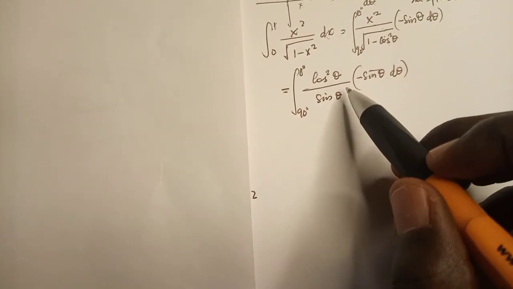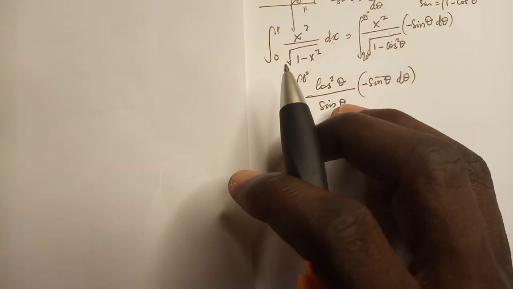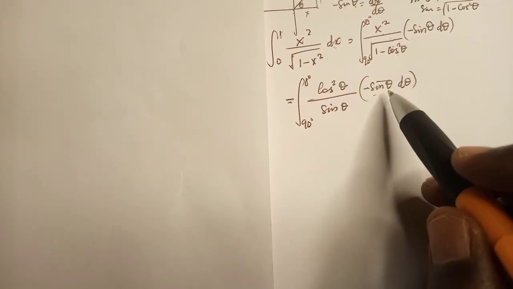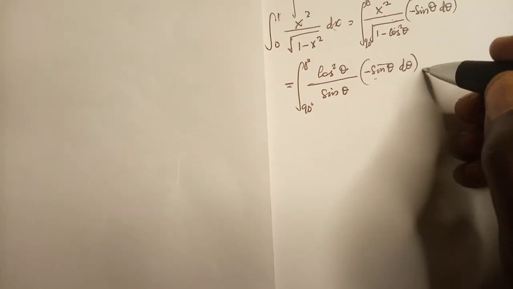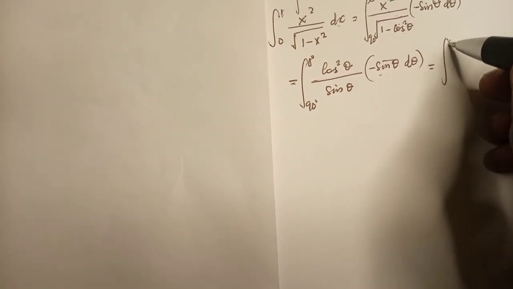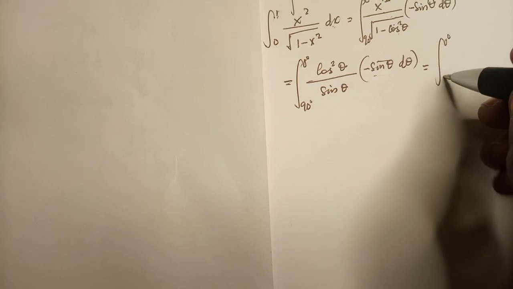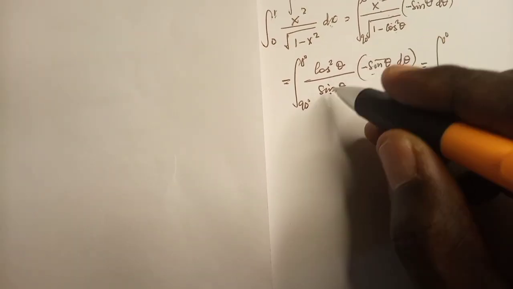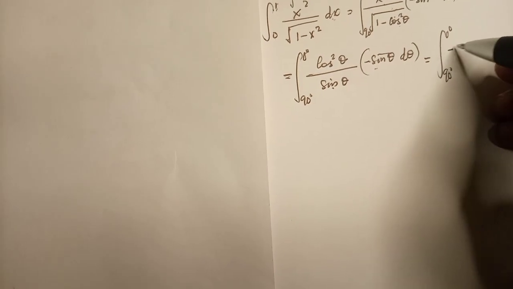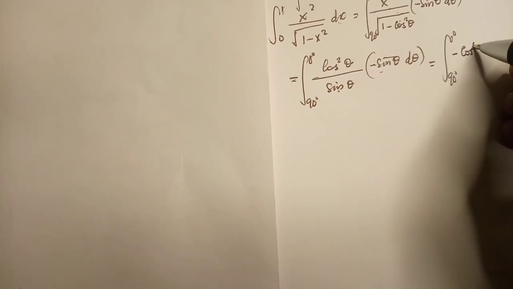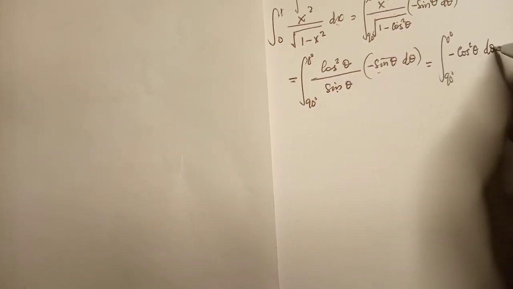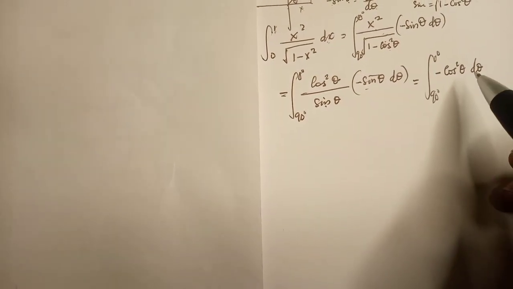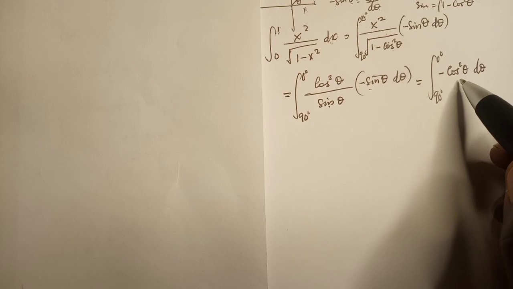We can further simplify this here. This will give us, from 0 degrees to 90 degrees, the sine theta terms cancel, so we get negative cos square theta d theta. So we break this one down further.